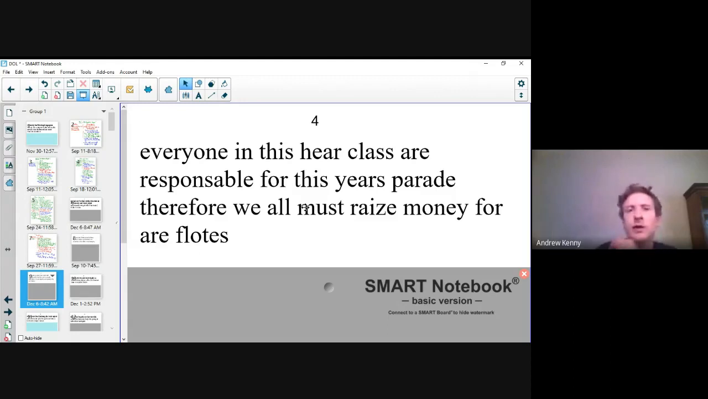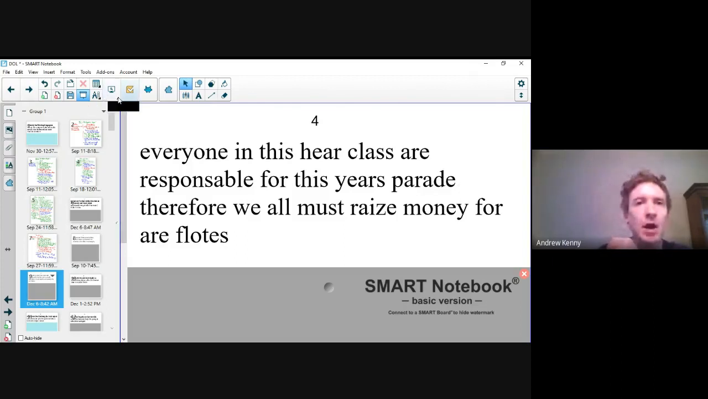Did you notice that while I was reading that out loud, you could very easily tell both where the stop goes and where one pause goes? Now remember, to stop a sentence, you use a period or you use a semicolon if you'd like to be more mature or fancy in your writing. And to pause in a sentence, you put a comma. So let's talk about where we're going to put our stop. We have everyone in this here class are responsible for this year's parade. Stop. So you can put a period there or you can put a semicolon.